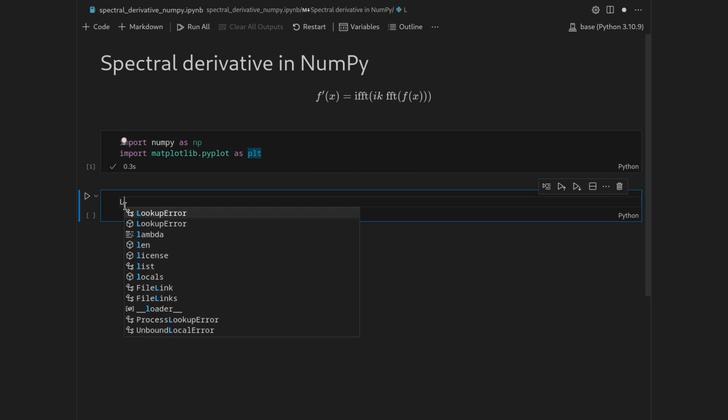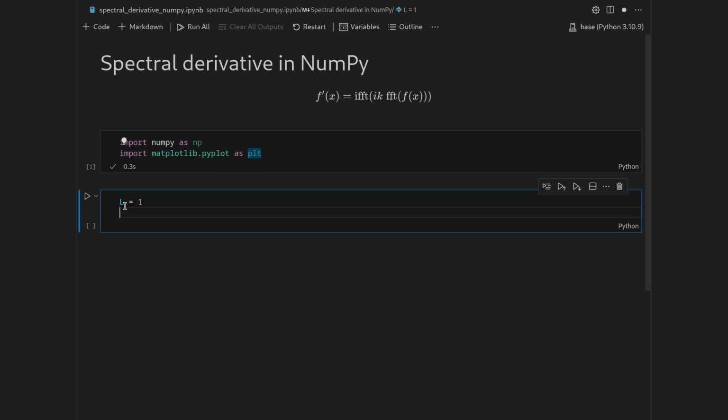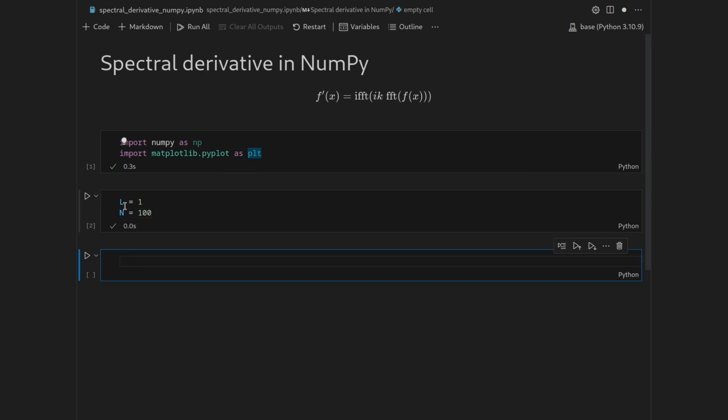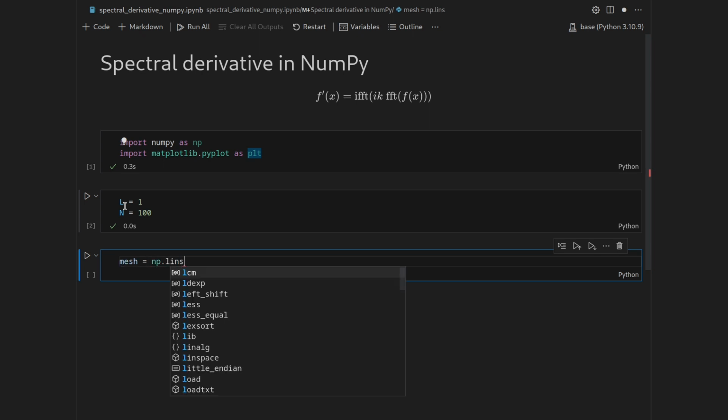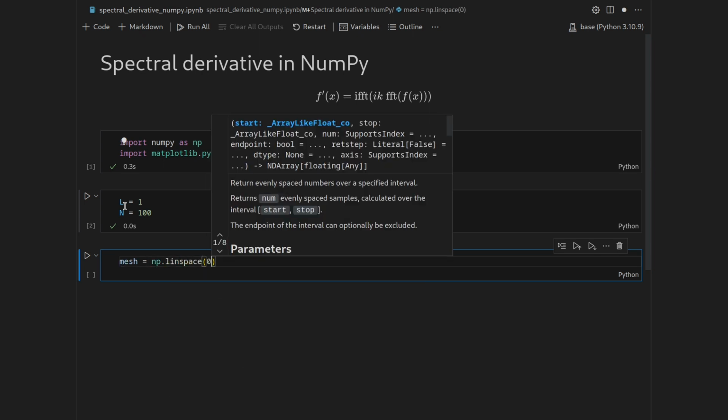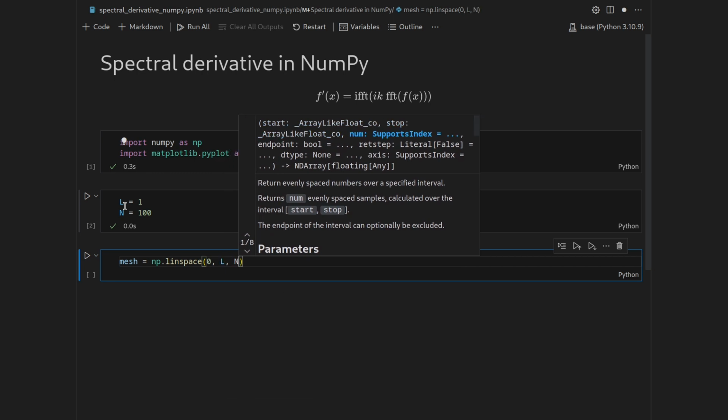Let's start by first defining the length of our domain, which I want to go from 0 to 1, as well as the number of degrees of freedom with which we want to discretize the function, which I want to set to 100. Then let us create the mesh of the domain, which is given by numpy.linspace from 0 to L with 100 points.